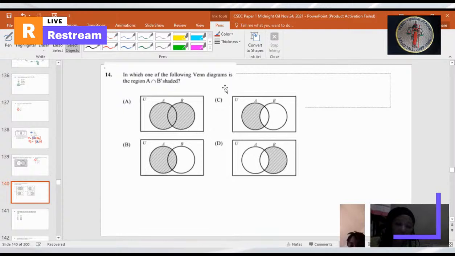B complement shaded? A intersect B complement means A only. Would it be C? That is correct. So C is A only, not the section of A that intersects with B, just the part of A just here. So we call that A intersect B complement, the part of A that's not intersecting with B. So C is the correct answer for this one.